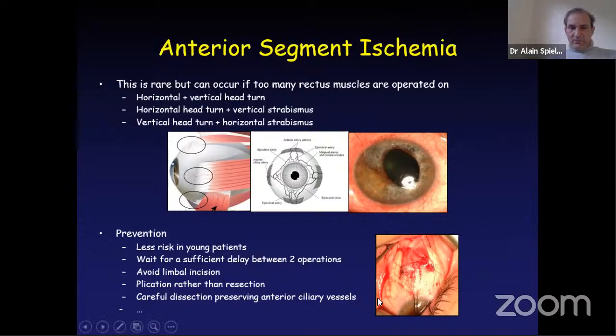Choose plication rather than resection, because when you plicate a muscle, you can spare the ciliary vessels here. And if you are a really good surgeon, you can try to preserve these vessels by careful dissection and a recession without cutting the ciliary vessel. But it's a difficult surgery, and in practice, sometimes you can cut the vessels inadvertently.